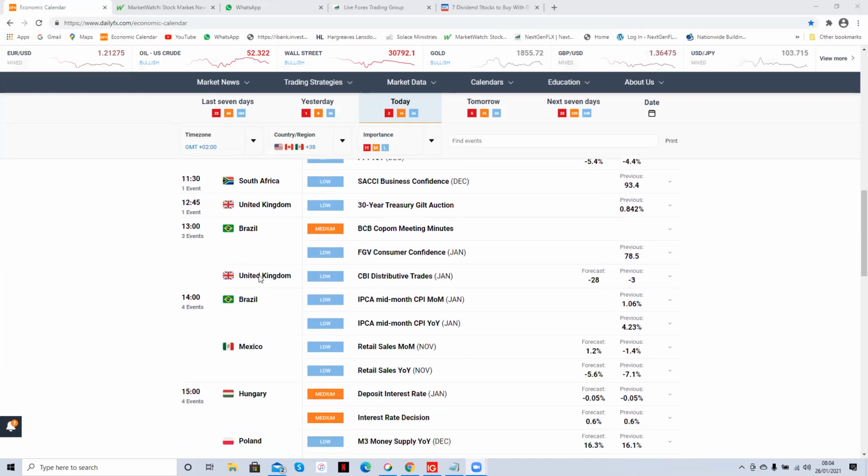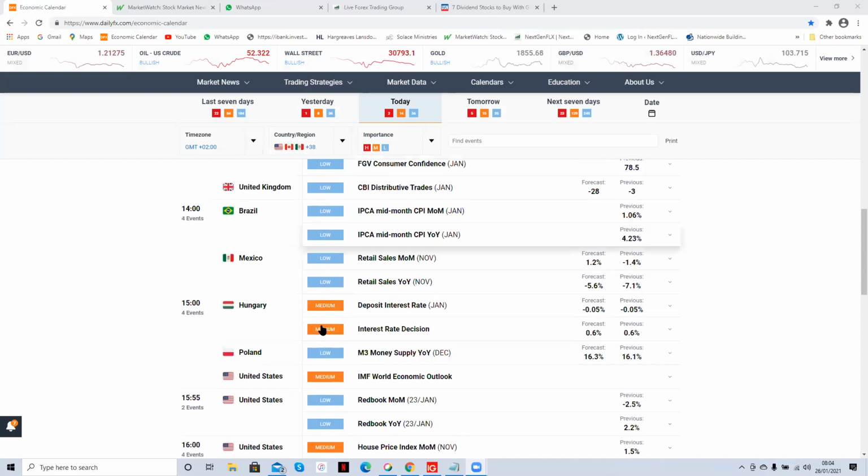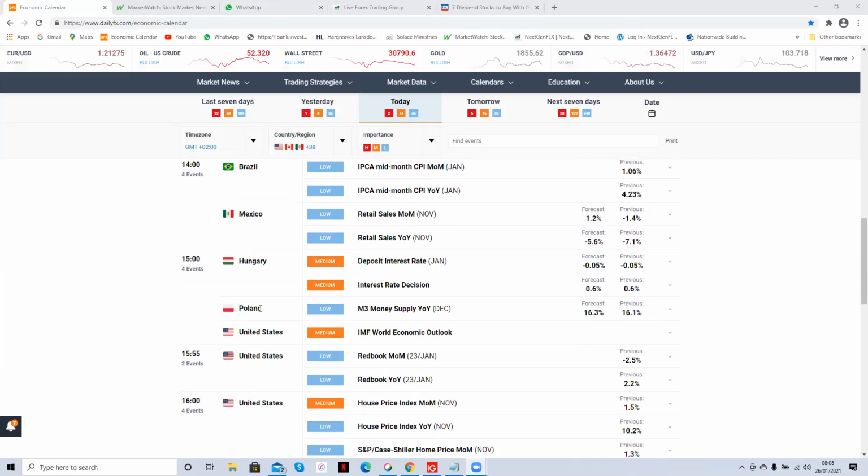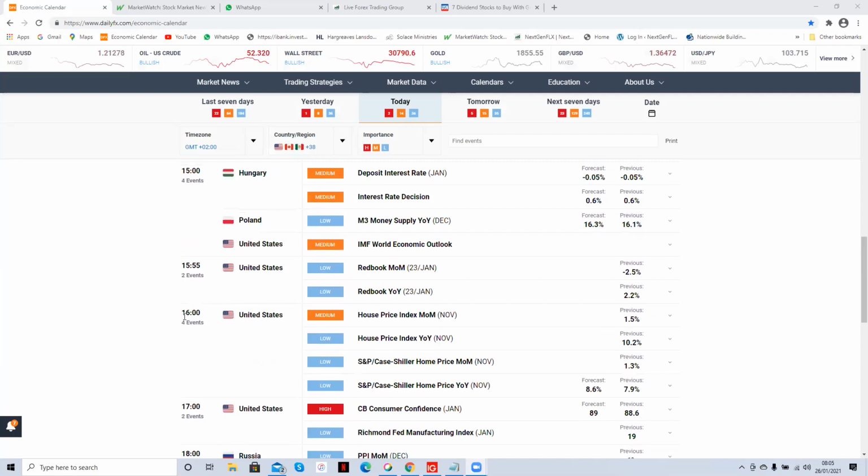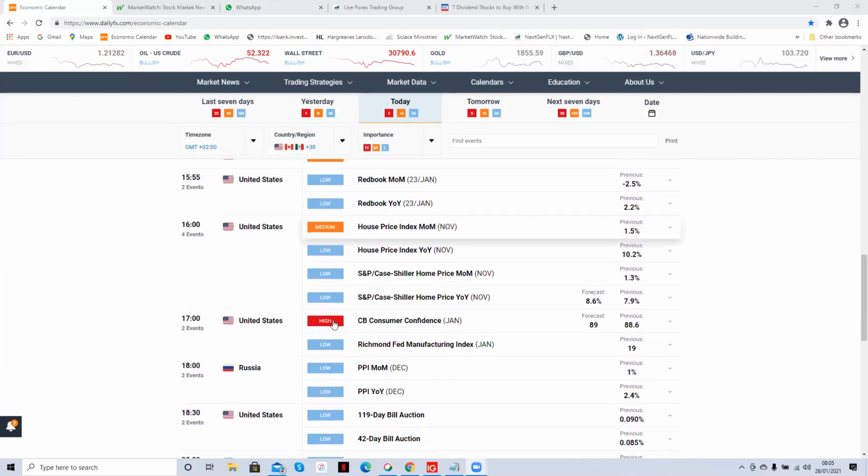Let's see what else is coming up. Of course, you can just completely ignore reports of low importance. And of course, all these reports from Hungary, you can ignore them. At 4 o'clock, again GMT +2, from the United States, we have this report of medium importance, the house price index. So anything to do with the housing market can also potentially affect the market. So that's one to watch out for. Again, that's why you want to note reports of medium importance.